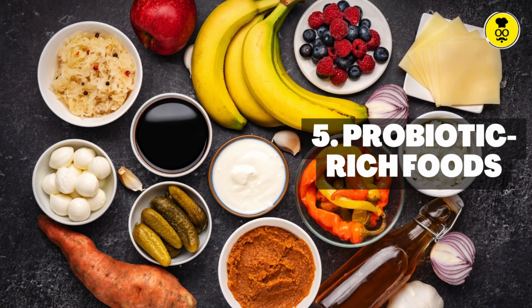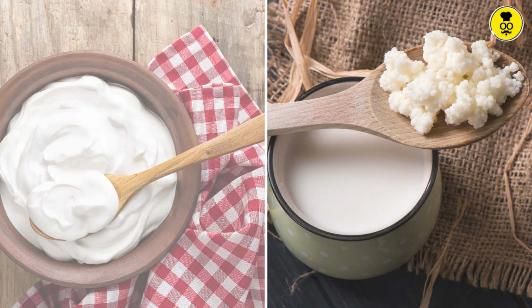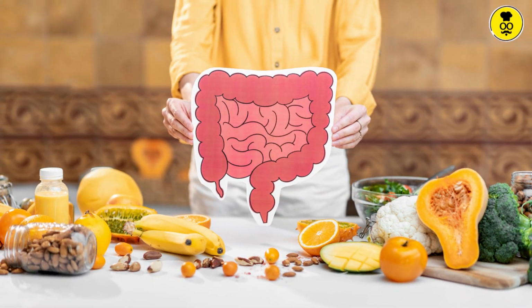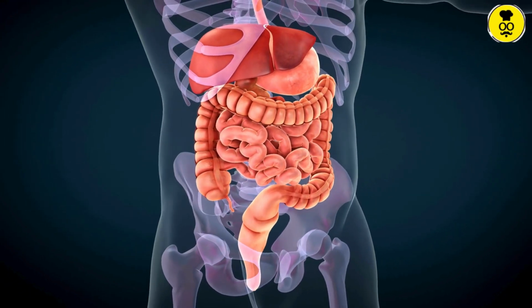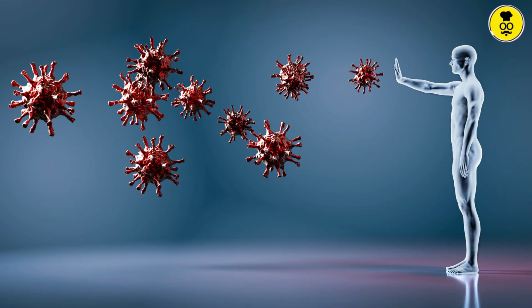5. Probiotic-rich foods. Probiotics, found in foods like yogurt, kefir, sauerkraut, and kimchi, can help maintain a healthy gut microbiome. A healthy gut is crucial for proper digestion and nutrient absorption, which plays a role in supporting the immune system.